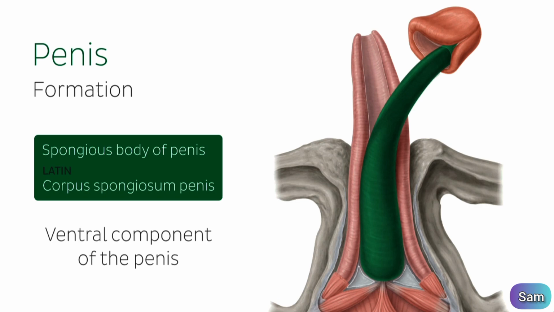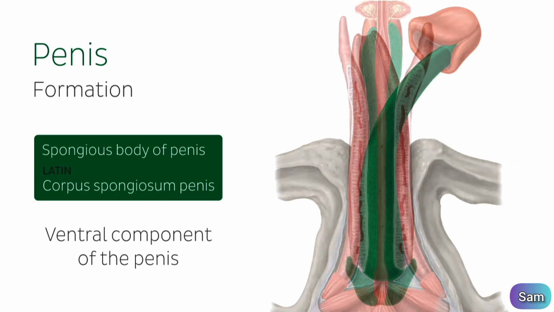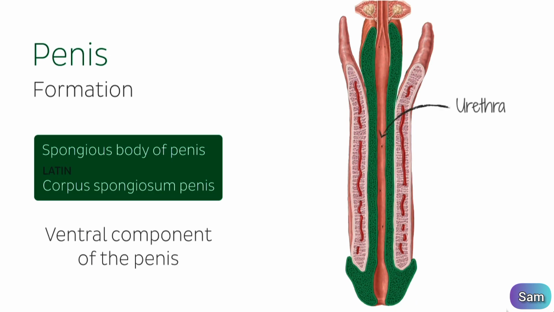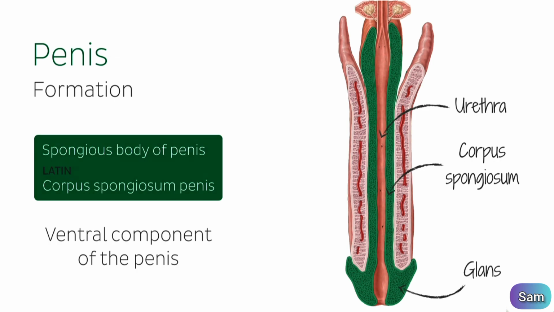At the distalmost point of the penis, the corpus spongiosum expands to form the bulbous glans of the penis. In the next illustration, we can see that the urethra passes through the corpus spongiosum, and that the corpus spongiosum is continuous with the glans.